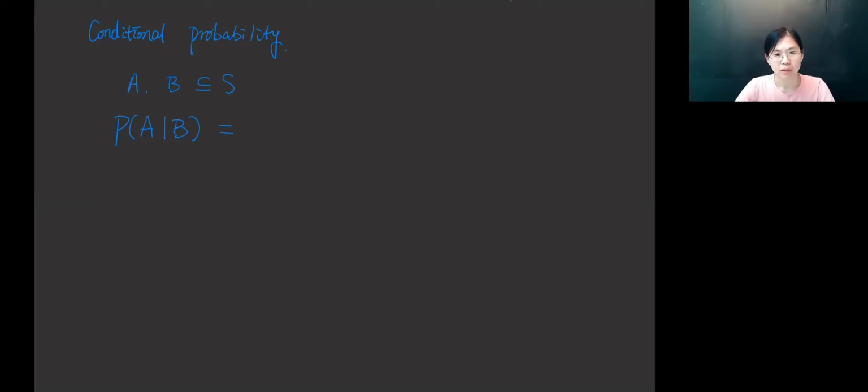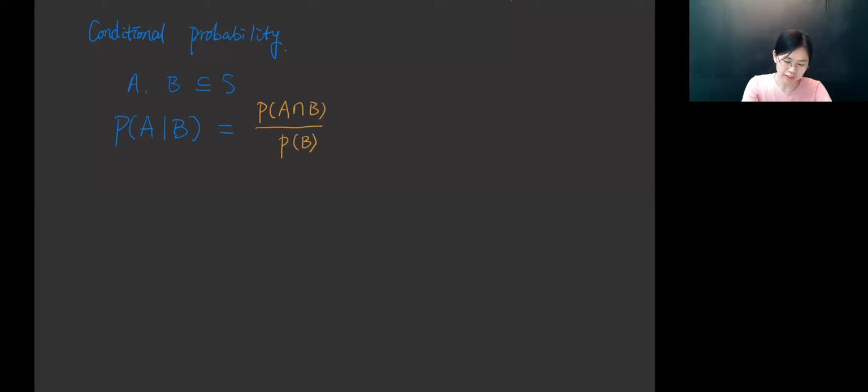To define conditional probability, we consider first two events, A and B. These are events in the sample space S. And we want to figure out the probability of event A, given that we already know event B occurred. Okay, that's probability of A given B. What should be this conditional probability? I will write down the conditional probability formula and then explain the intuition behind it on the next slide.